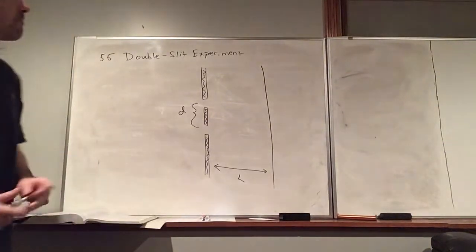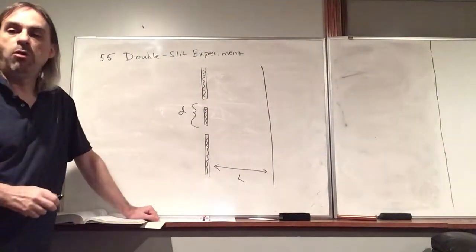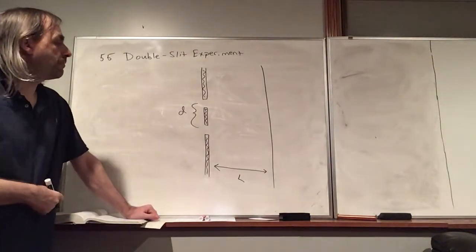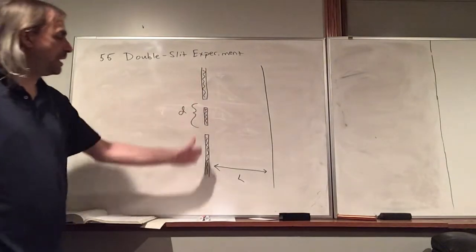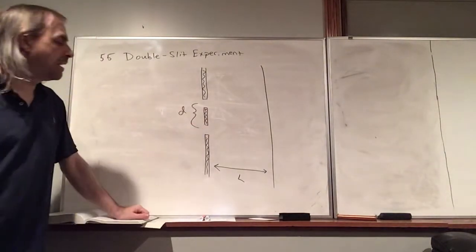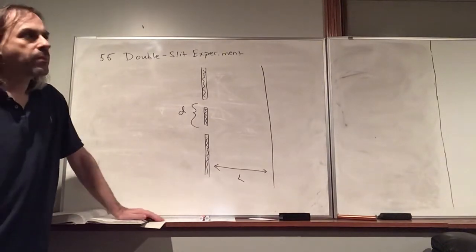Okay, class. So I'm going to talk about something called the double slit experiment. I kind of drew it here. We've got a screen with two very narrow slits that light can pass through.